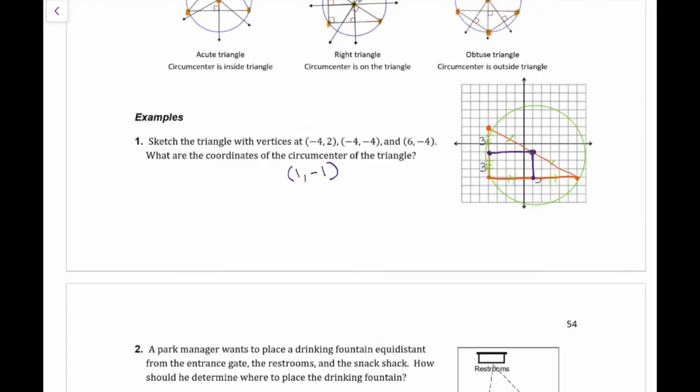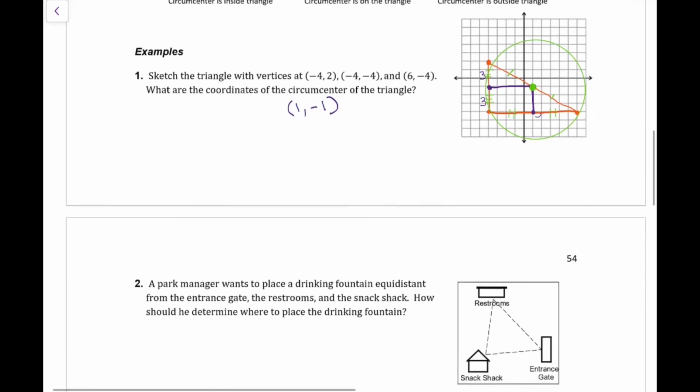We can also have a circle that will hit all of the points, and the center of that circle will be the circumcenter of the triangle. And notice all three sides are cut in half.